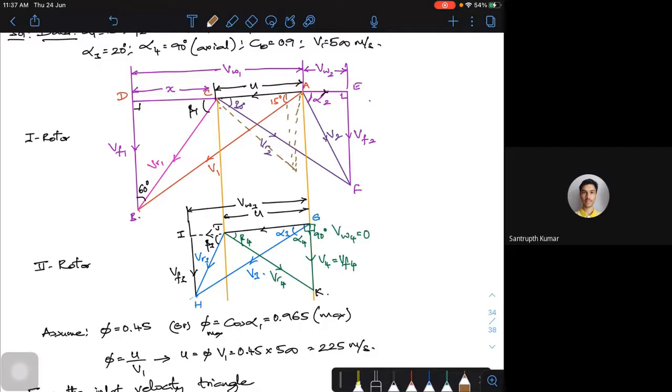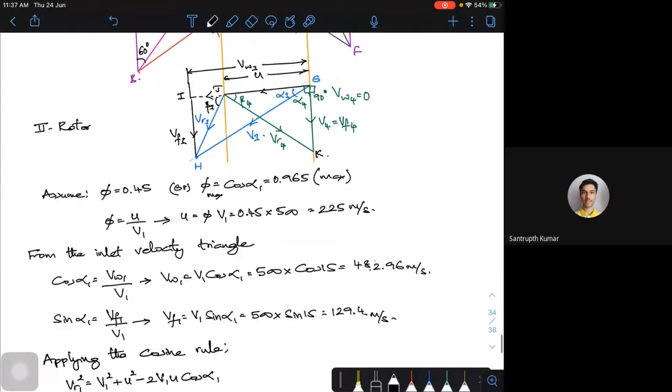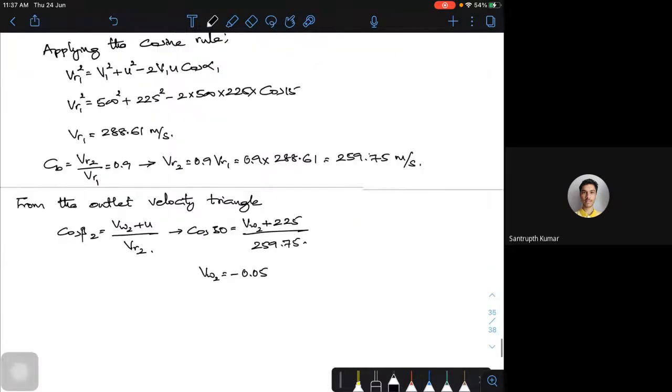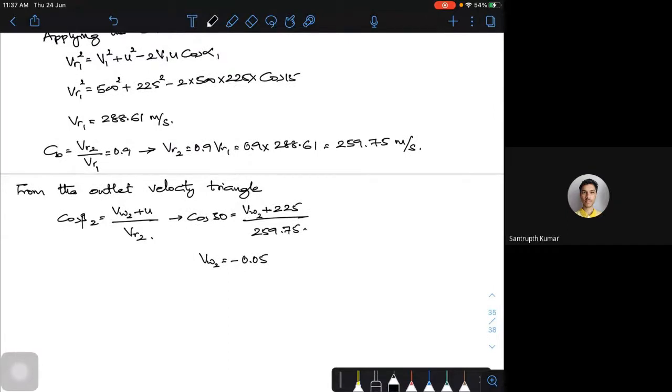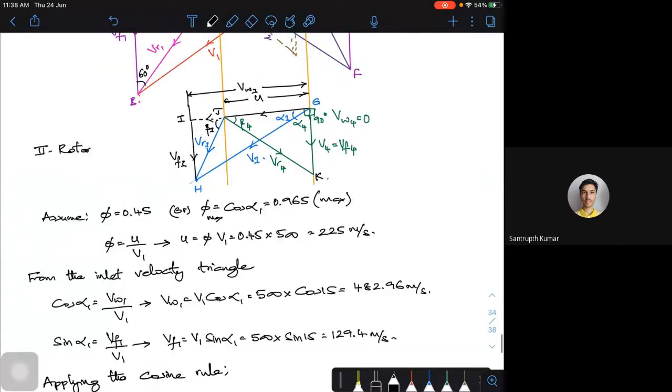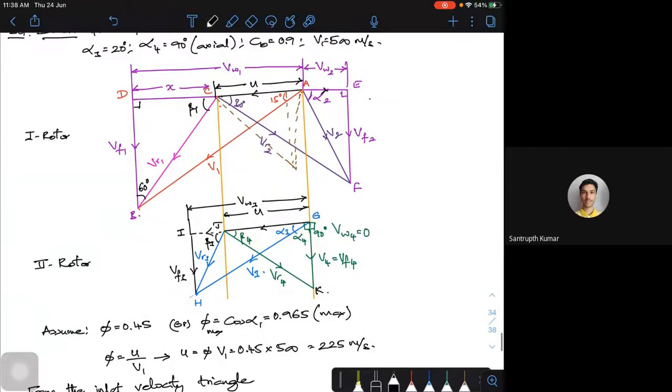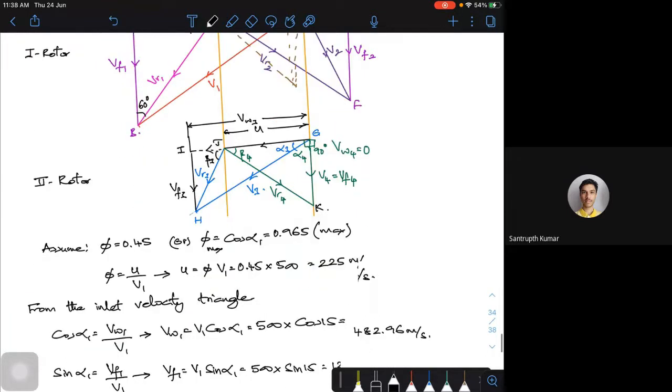There is a slight change in your velocity triangle, because from this we are getting VW2 in the opposite direction. So if you do it in a graphical method, automatically you'll get it. But when you go by trigonometric principles, most of the times whatever we have written may be correct. Sometimes we end up with a very small value that clearly indicates VW2 is in the opposite direction. So it is VW2 plus U divided by your VR2. From that we got it.